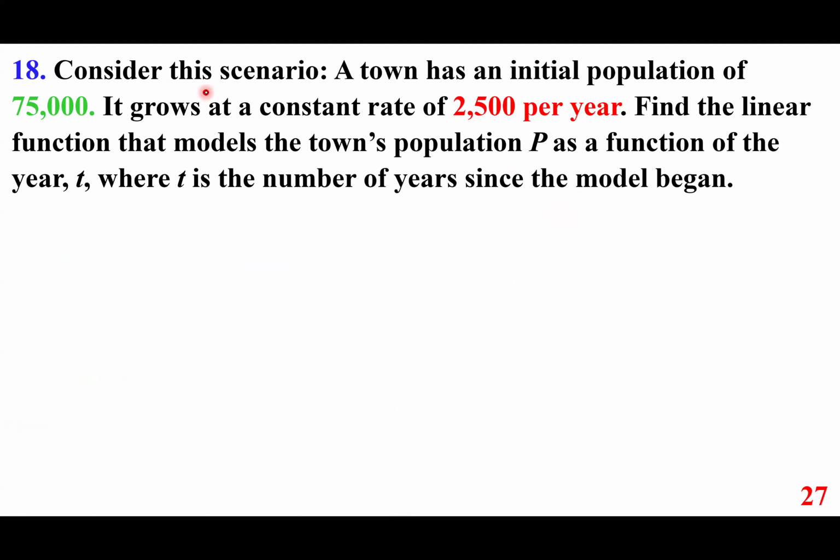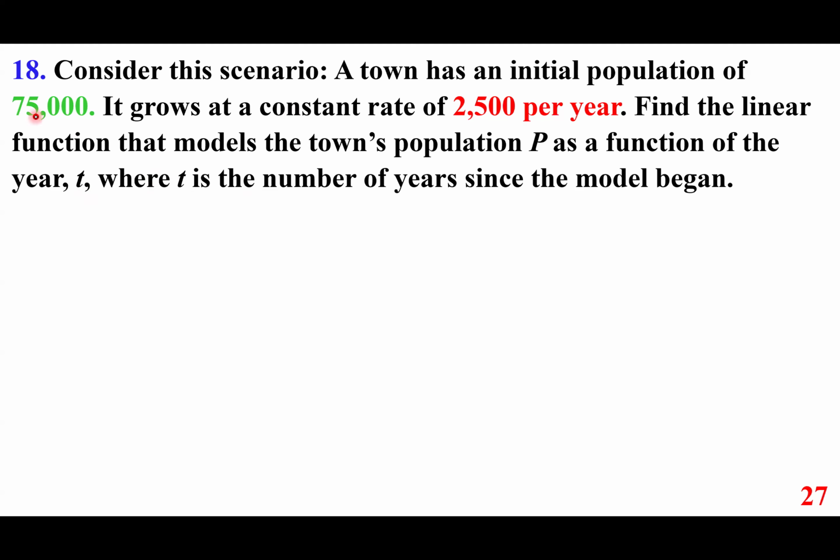Consider this scenario. A town has an initial population of 75,000. It grows at a constant rate of 2,500 per year. That means it's linear. Find the linear function that models the town's population P as a function of the year t, where t is the number of years since the model began. You can just quickly plug in, you should recognize this is the initial value.